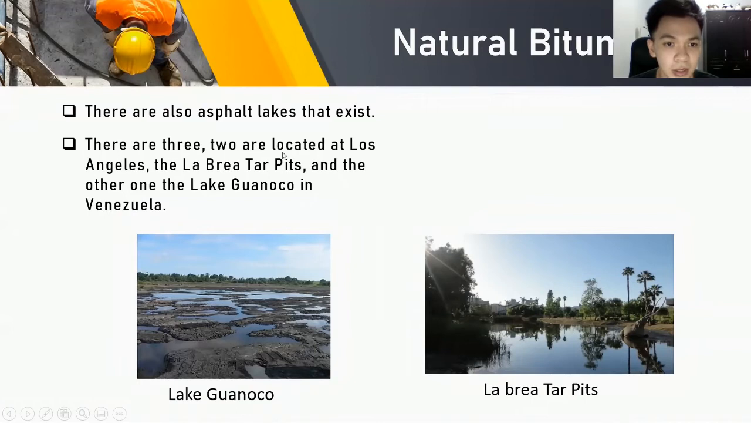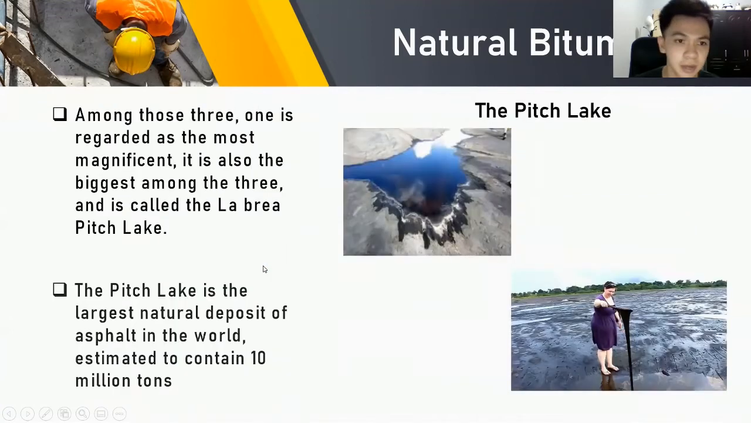Yung dalawa pala are located at Los Angeles, the La Brea Tar Pits. Okay, ito yung picture niya. And the other one is Lake Guanoco in Venezuela. So ito yung picture niya. Yung isa naman, ito, the Pitch Lake. Among those three, one is regarded as the most magnificent. It is also the biggest among the three and is called the La Brea Pitch Lake. Okay, the Pitch Lake is the largest natural deposit of asphalt in the world, estimated to contain 10 million tons.